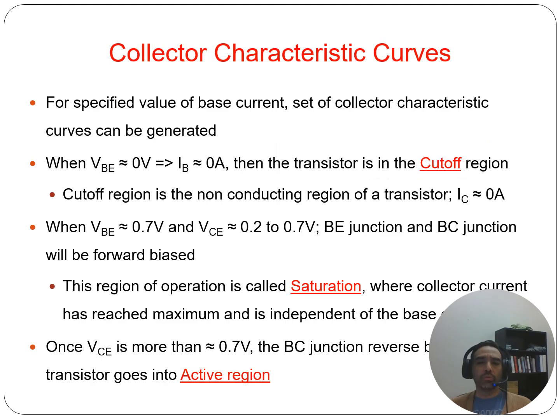Here we go. So, more about the general characteristics of the collector characteristic curve. When you have a set amount of base current, I sub B, you create curves. I'll show you again in a couple of slides what all the curves look like, showing how the collector current I sub C changes with different collector-emitter voltages.